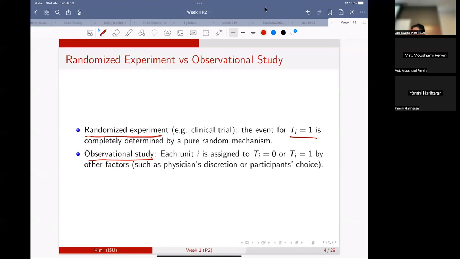could depend on other factors rather than a random mechanism. So for example, the physicians can have some guide, some prescription, which the participant may follow. So that's not really a random mechanism.